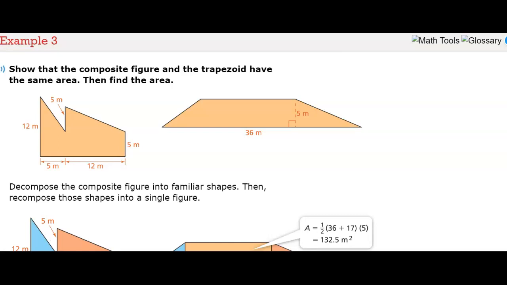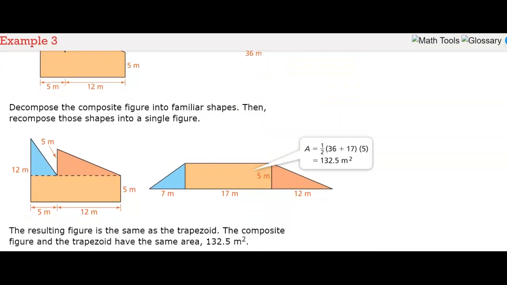Now we're going to look at the different shapes, and we found the area of both, and they both are equal to 132 and 5/10 meters squared. Even though it's two seemingly different shapes, they're made up of the same size shapes, and so that's why the area is the same.